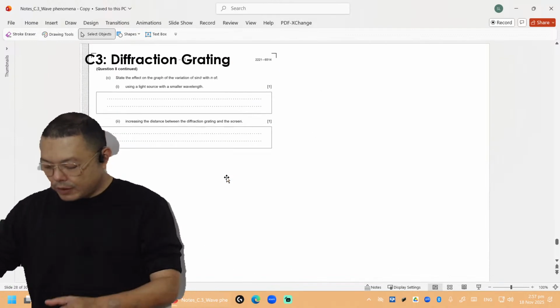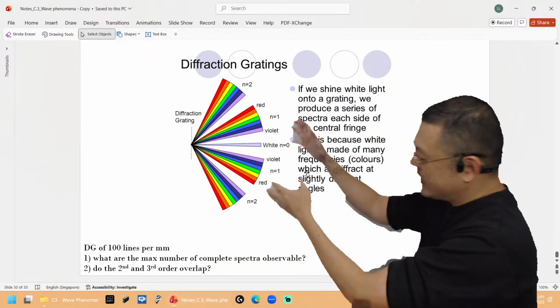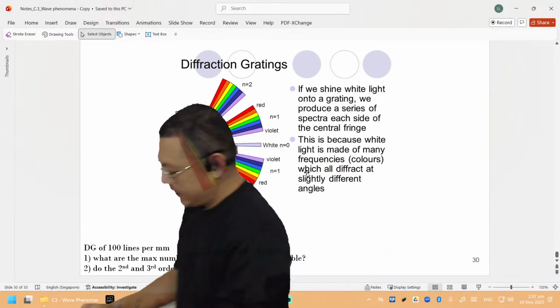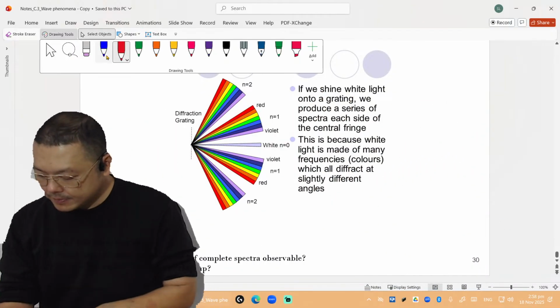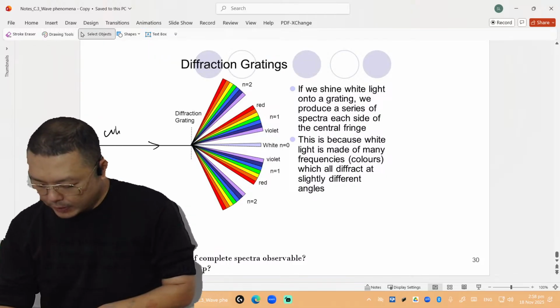Okay. So if you look at the last pages, what happens here is that you actually do get the diagram where white light is being diffracted into its separate colors. So what you want to do is just indicate that this is white light.